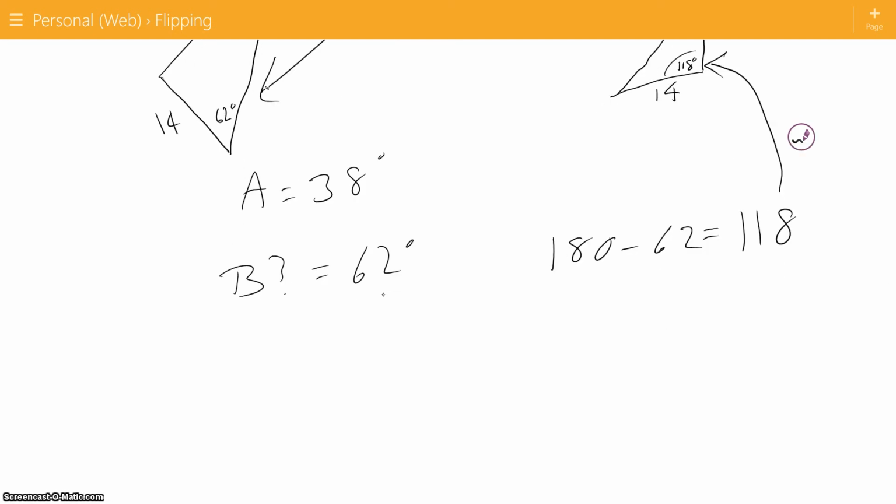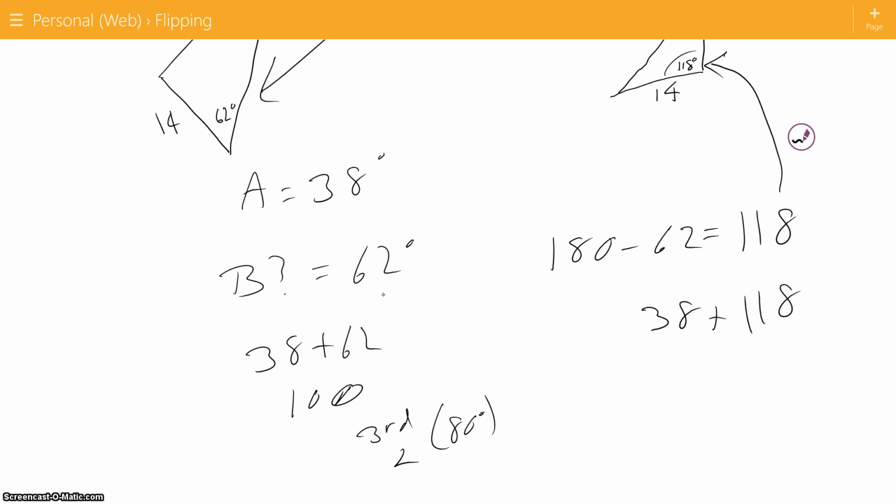If you take 38 plus your original angle, that gives us 100, then we still have room for a third angle, which in this case would be 80 degrees. We can do that over here as well, so if I take 38 plus 118, that gives me 156. I still have room for a third angle that is 24 degrees. That's the check, my friends.